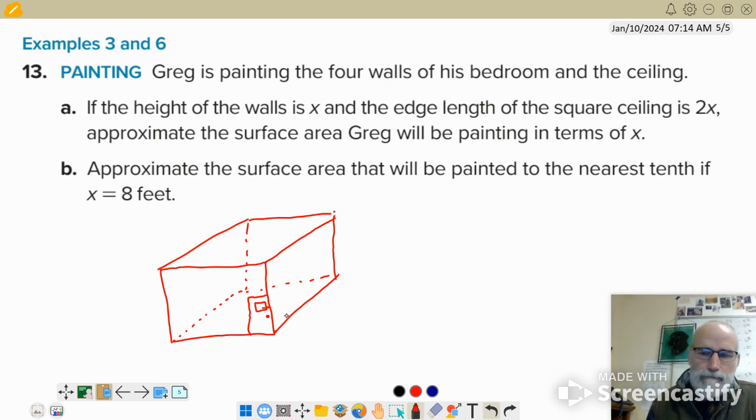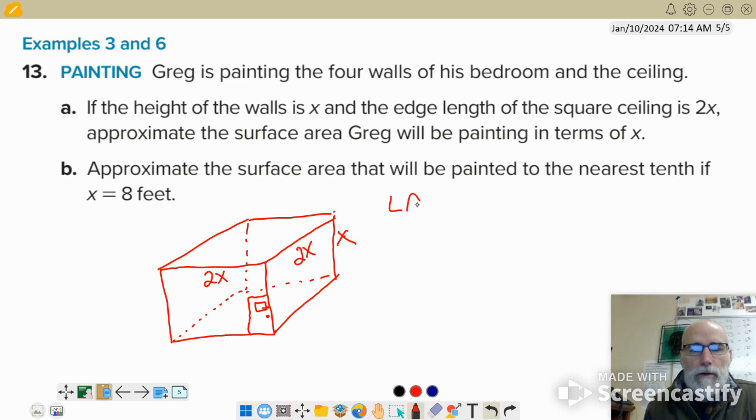Anyways, the height of the wall is X. Okay, so this is X. And the edge length of the ceiling, square ceiling, is 2X. They tell us it's a square ceiling. That's important information. So we've got 2X here and 2X over there, right? So now it says approximate the surface area. So I want the perimeter of the base, right?